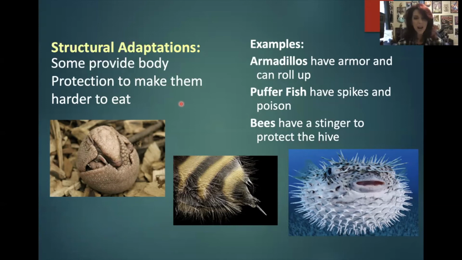So some body parts allow for protection against predators. They allow protection to make them harder to eat. Armadillos, like this one here, have armor that allows them to roll up into a ball, making them a not so easy snack for whatever would want to eat it. Here we have pufferfish that are really spiky and poisonous. And not to mention, they blow up so big that it's probably difficult to fit a pufferfish inside of your mouth. And then finally, we have bees with these little stingers that protect not only them, but also their hive.